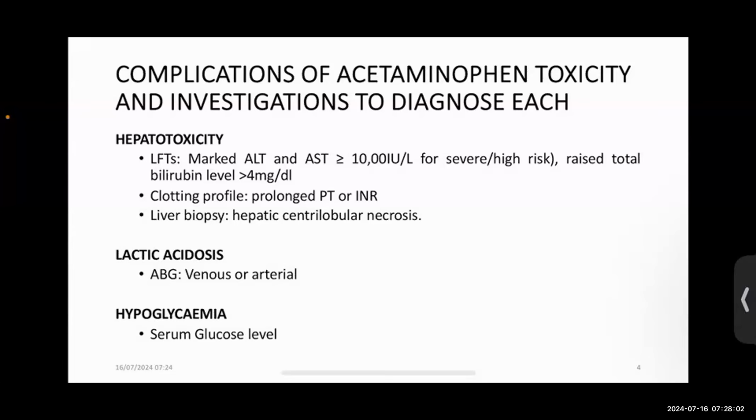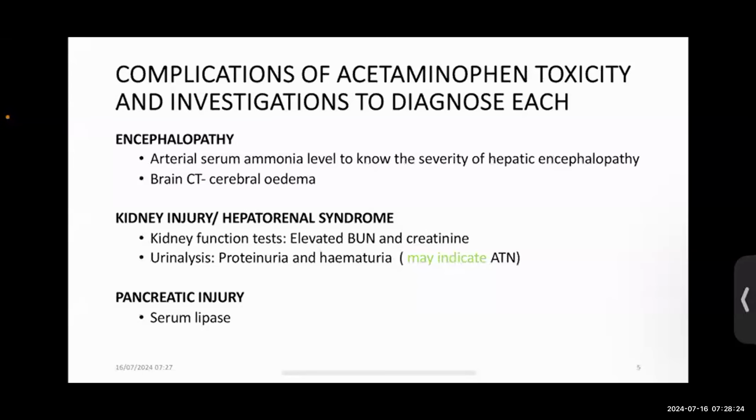Then also, they could have lactic acidosis, and we can check this using the ABG, either venous or arterial, which could help us with the derangements caused by the acetaminophen poisoning. Because of the liver injury, they could have hypoglycemia, and we can know that using the serum glucose level. Then encephalopathy too is a possible complication, most especially in the third stage. We want to use the arterial serum ammonia. This can help us grade the severity of the hepatic encephalopathy. We can also do brain imaging.